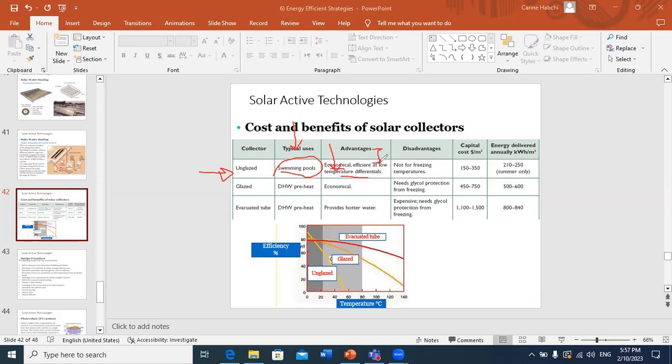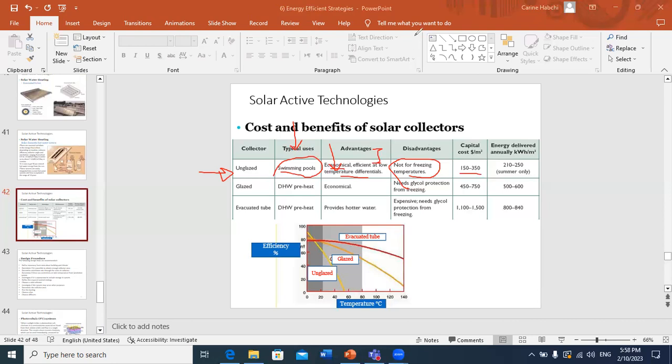And therefore, when we calculate the benefits, we'll have much larger benefits when we go to this system, in case the application is just to heat water for swimming pools. Now, the disadvantage is that it's not protected against freezing. So let's say we cannot use it when we have temperatures below freezing. The capital cost of such systems is between $150 and $350 per meter square, which is a relatively low investment cost, and it can produce annually between 210 and 250 kilowatt hour per meter square.